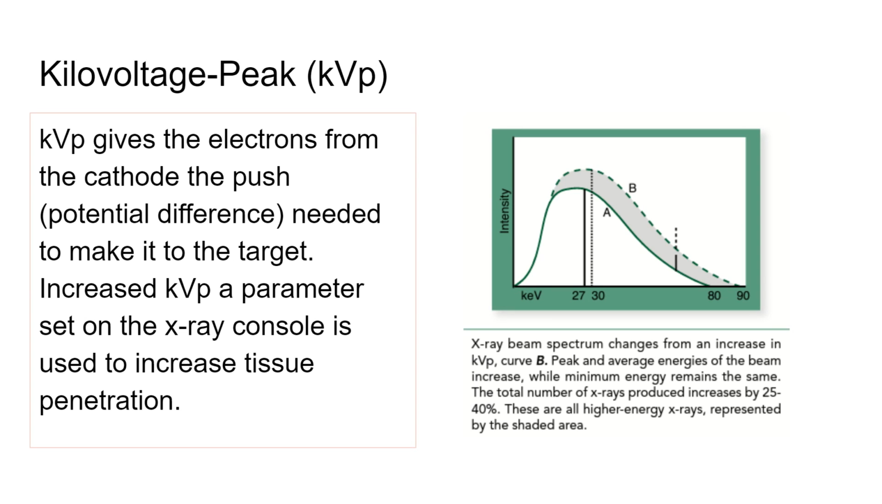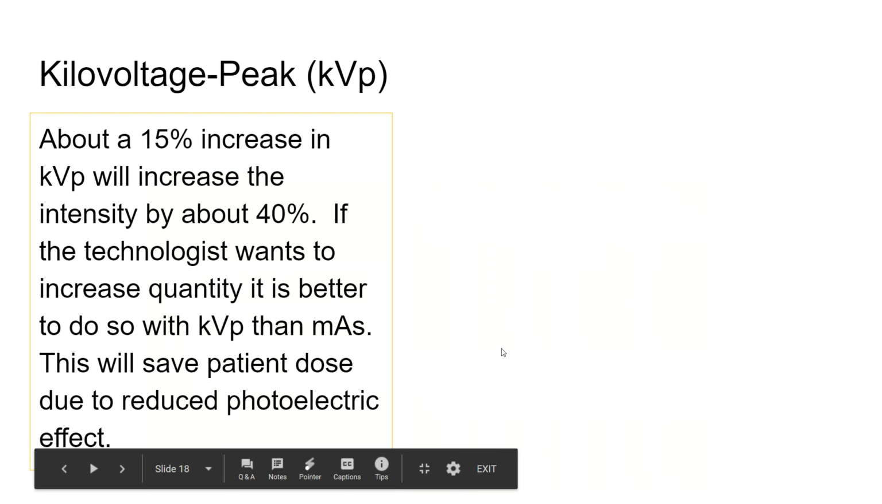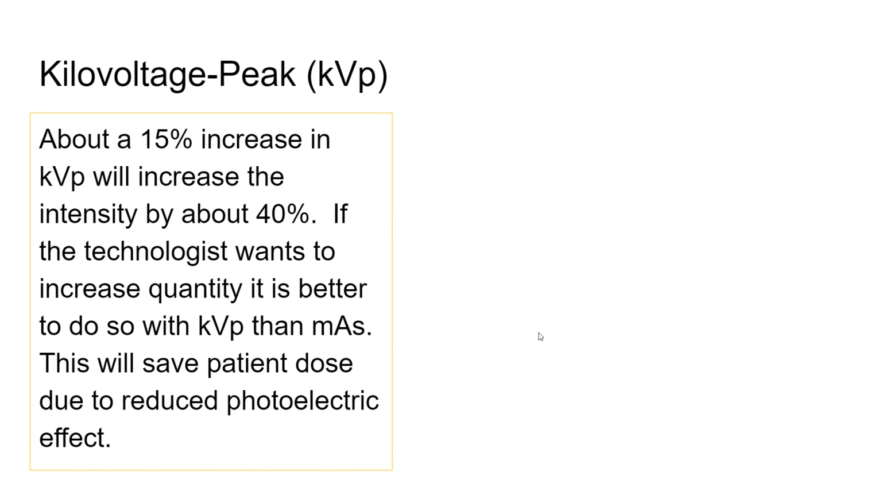kV is exponential. If you go up about 15% in kV, I'll come back to the next slide in a second that I skipped. If you go up about 15% in kV, the intensity goes up about 40%. So it's exponential. In other words, a little increase in kV gives you a lot more intensity. In fact, this is the way you should think about it. It's called the 15% rule. If you go up approximately 15%, the intensity will double. So you don't have to double the kV to double the intensity. You only have to go up about 15%. So small changes in kV mean a lot. Small changes in mass, not so much.